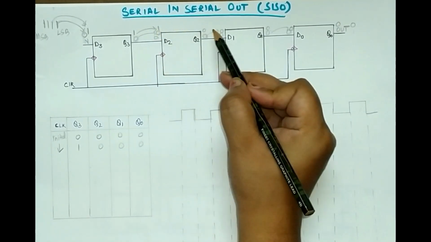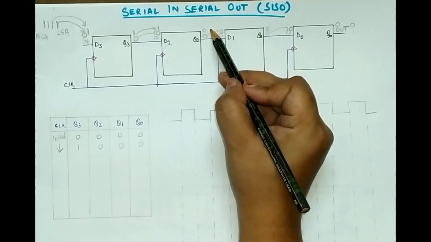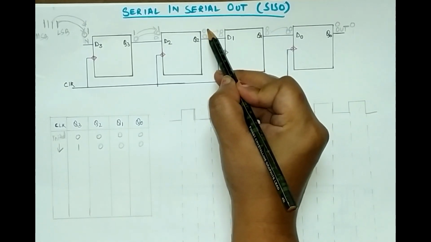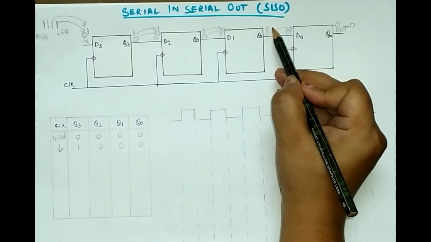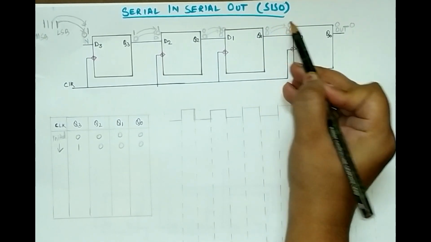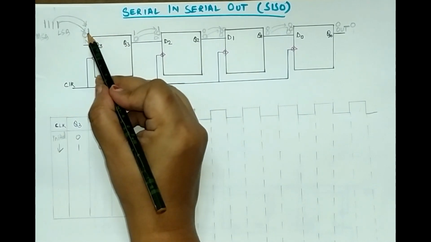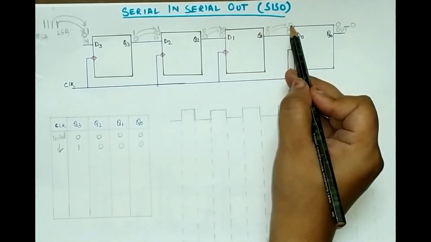Okay. Then what will be my input to D1? So 0 was the output. So this 0 will come over here. Again this 0 was the output. So it will come over here. So what are my inputs? It is 1, 1, 0, 0.